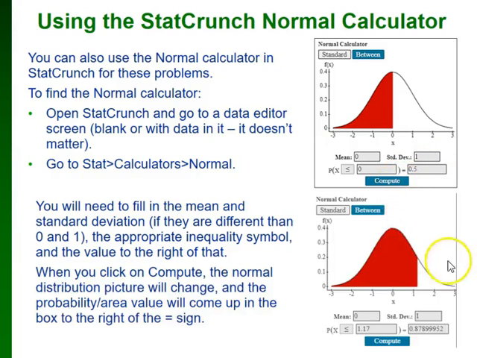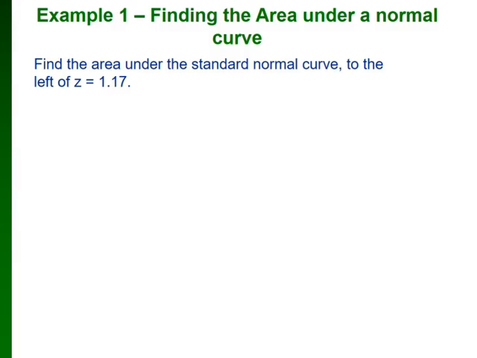When you click on Compute, then the picture will change to reflect what you put in. Notice how this is shaded a different way than this is. This gives us the picture of x is less than or equal to 1.17. It also filled in a probability or an area. This is the probability that x is less than 1.17. It's also the area of this shaded region. Let's go through that whole example.